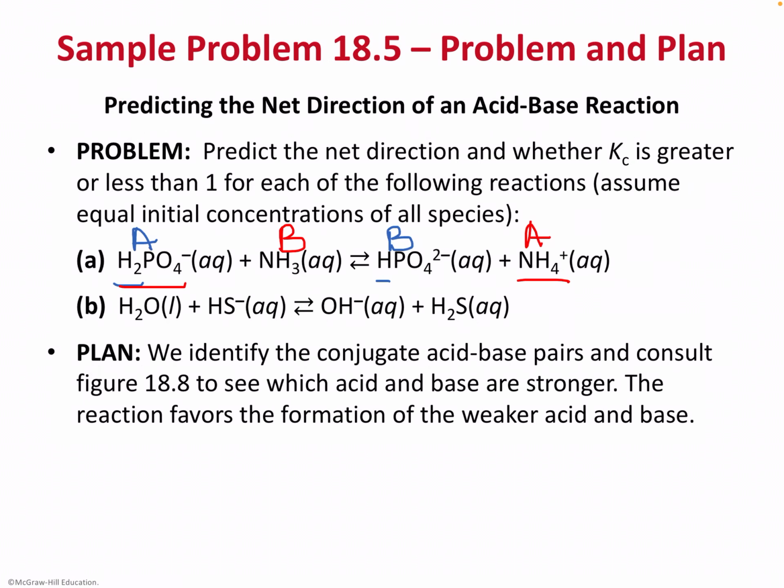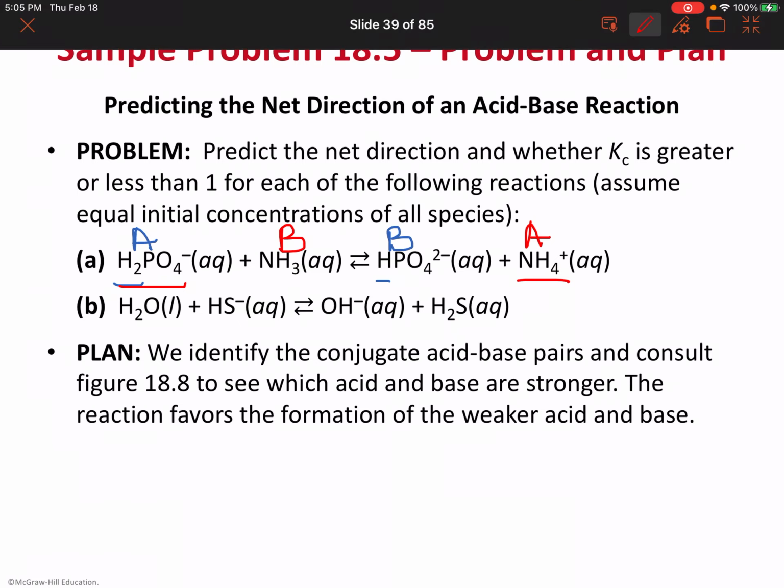Similarly, we can do the next one. Water and HS minus combine to give you hydroxide and H2S. Let's first figure out the conjugate acid-base pairs. Water becomes OH minus; it's losing a proton, a proton donor. So this is your acid, and this is the base. HS minus becomes H2S, accepting a proton. So this is the base, and this is the acid.